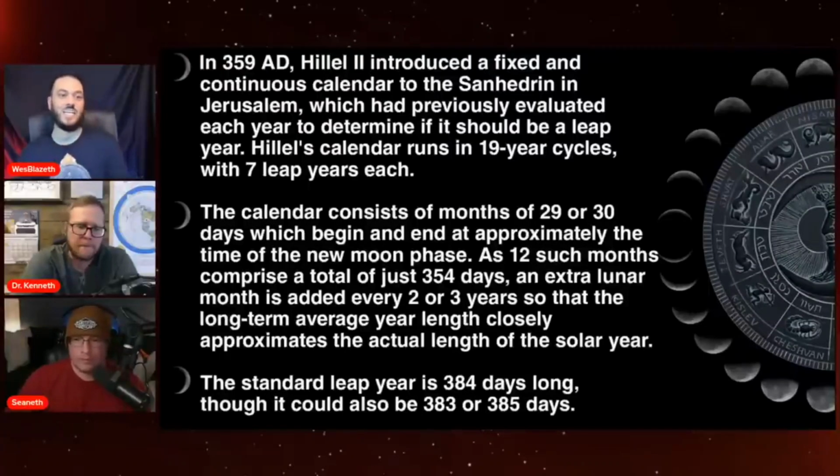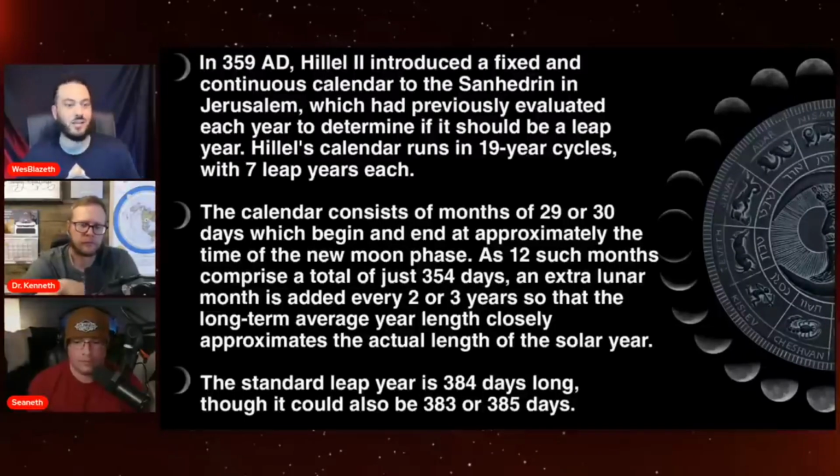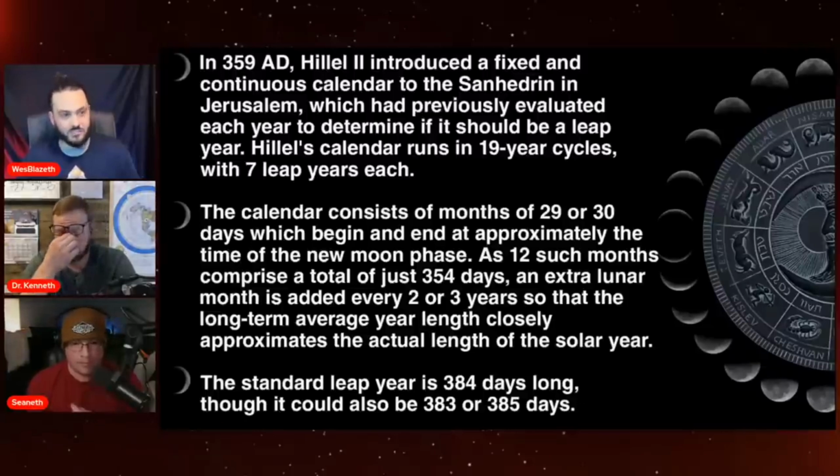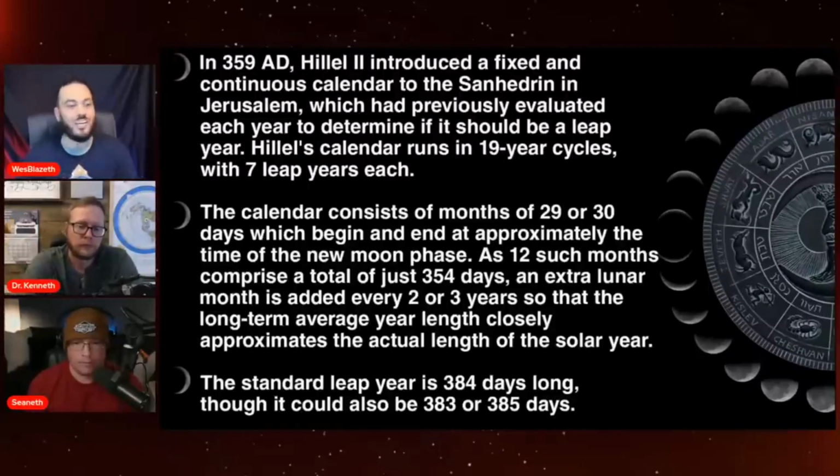In 359 AD, it was Hillel II who introduced a fixed and continuous calendar to the Sanhedrin in Jerusalem, which had previously evaluated each year to determine if it should be a leap year. Hillel's calendar runs in 19-year cycles with 7 leap years each. The calendar consists of months of either 29 or 30 days, as we mentioned, which begin and end at approximately the time of the new moon phase, as 12 such months comprise a total of just 354 days.